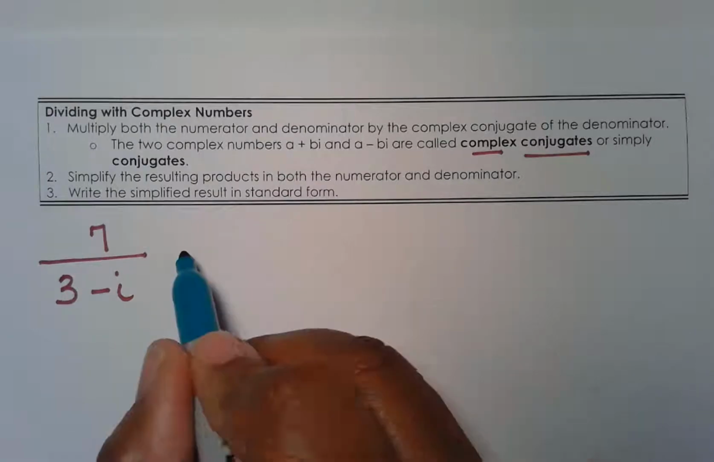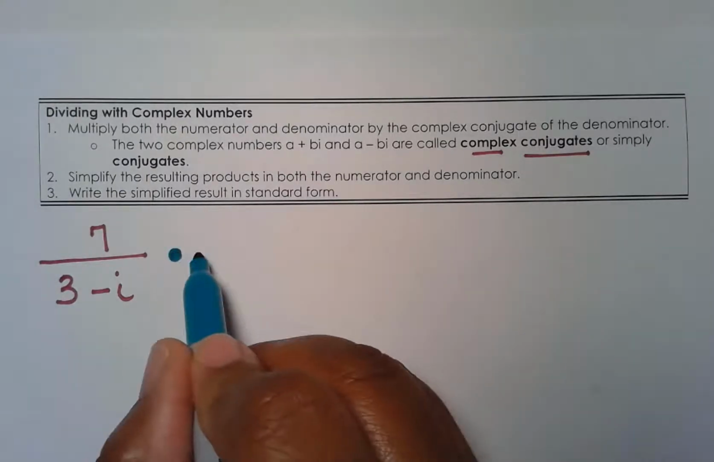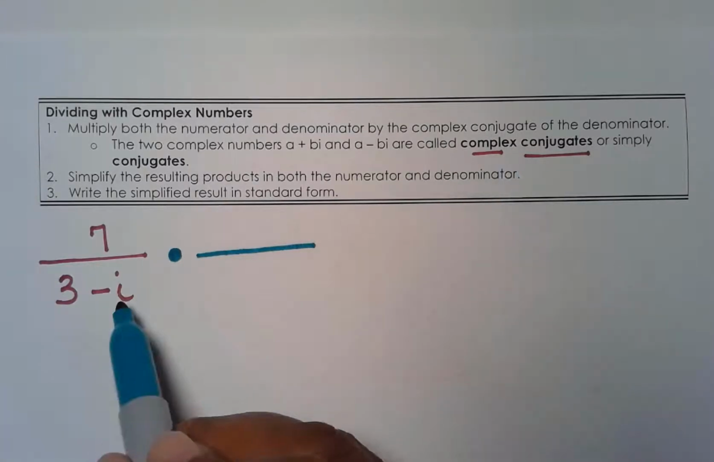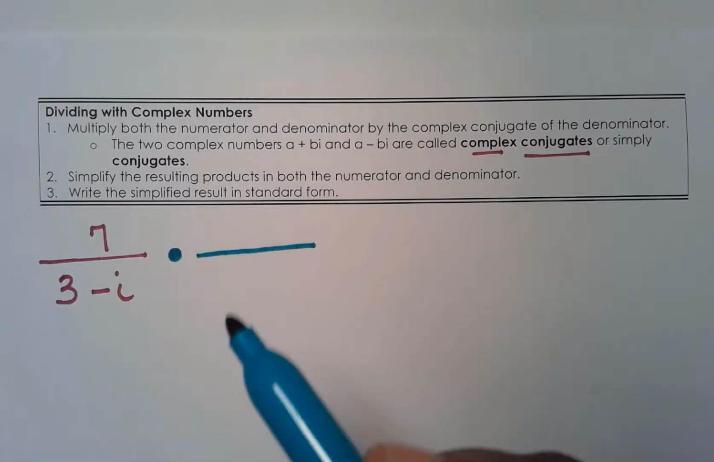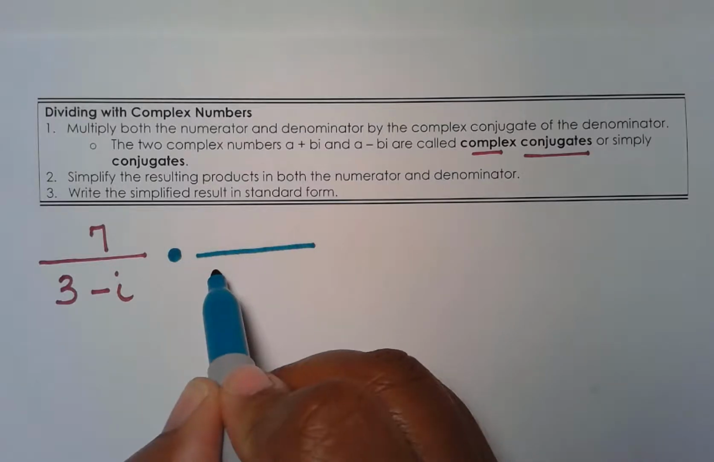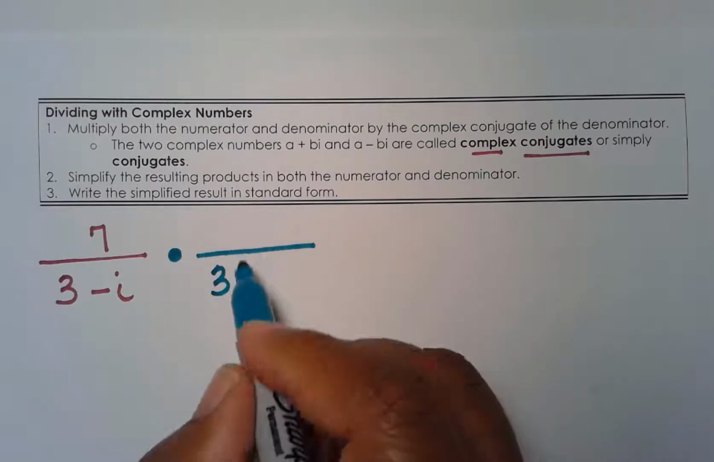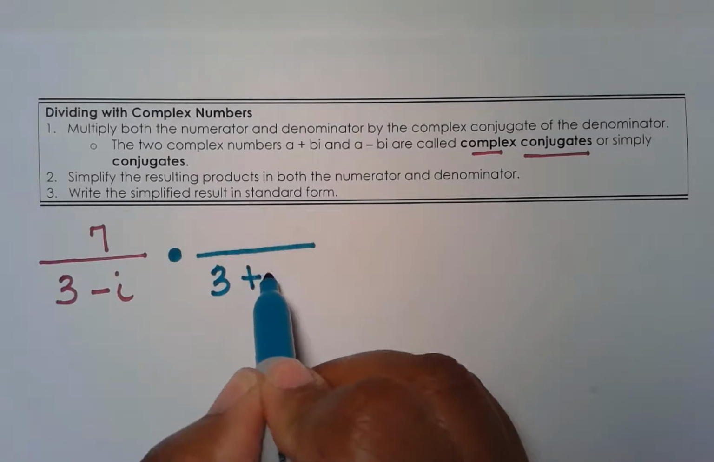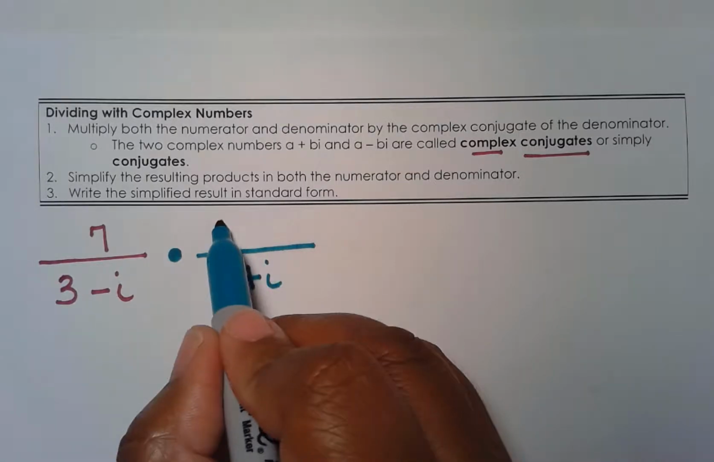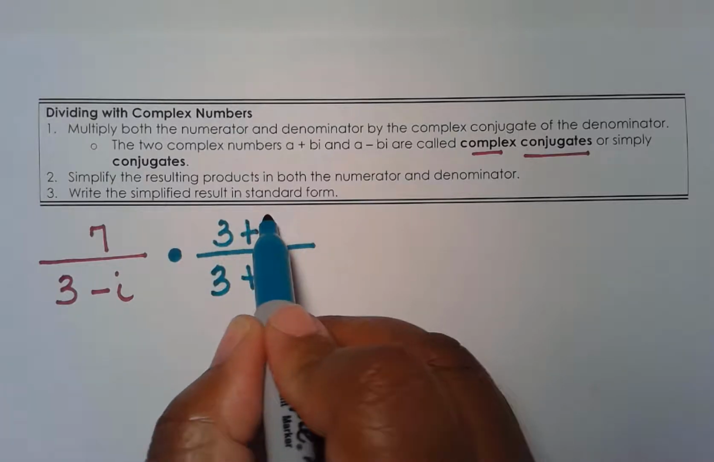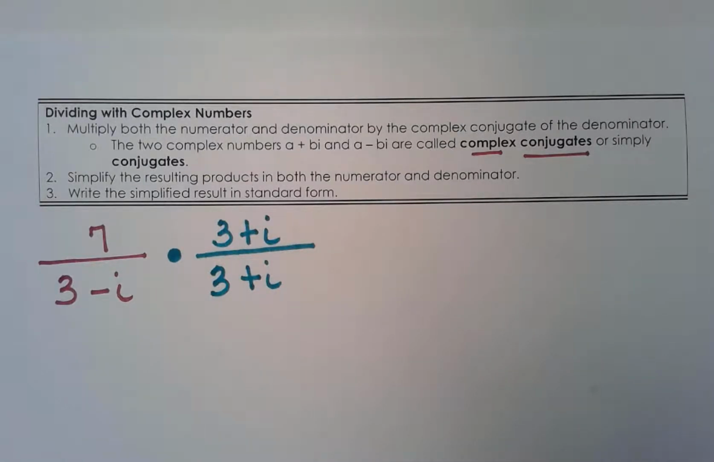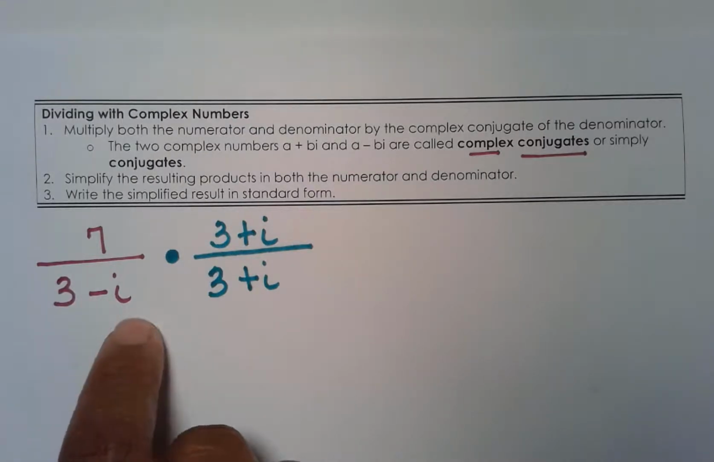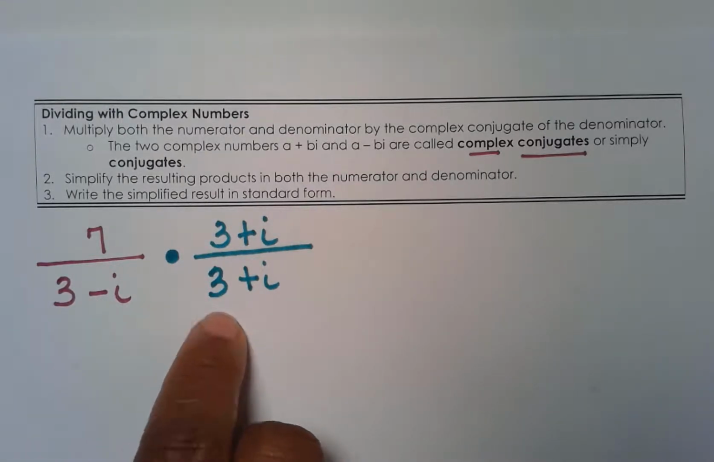So we have here 3 minus i. We're going to create a fraction, and the fraction we create will be the complex conjugate of the denominator, meaning we're going to multiply the numerator and denominator by 3 plus i. Okay? So had this said initially 3 plus i, then its complex conjugate would be 3 minus i.